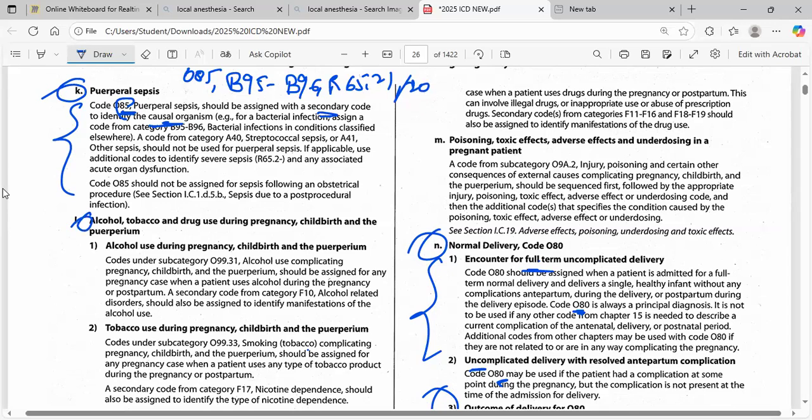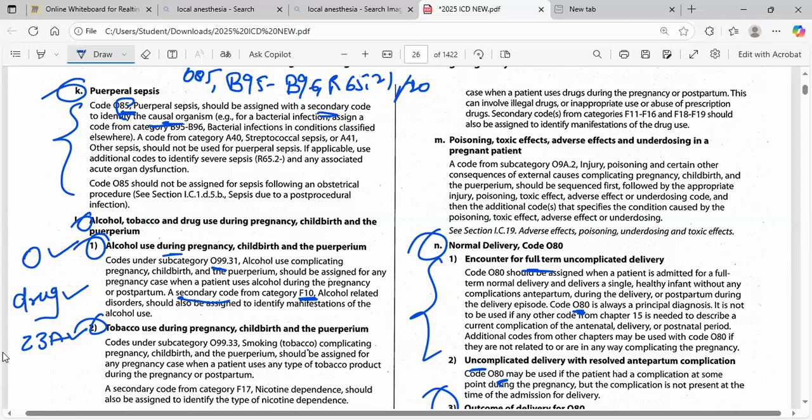Next, we have alcohol, tobacco, and drugs during pregnancy, childbirth, and the puerperium. The same thing we have to follow. We have to code the O series, then drug, then week of gestation. Now let's read one by one. If alcohol is used during the pregnancy, you have to use O99 as primary. Then F10 at the second position, your secondary code will be F10 to represent that this is alcohol.